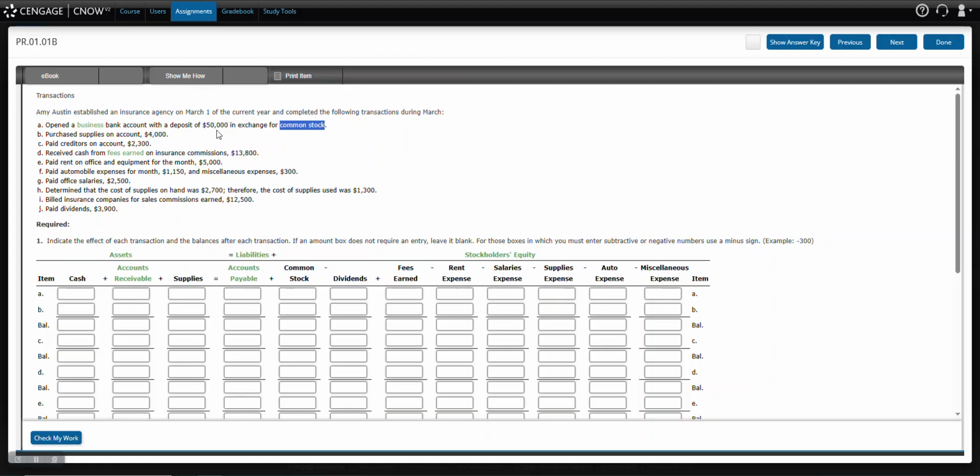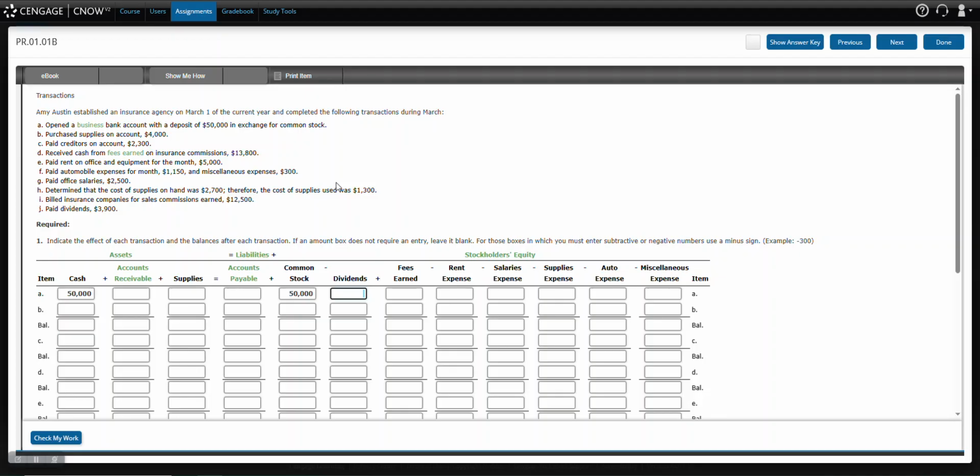And what is the business gaining? So the business is gaining $50,000. So we're going to put our $50,000 into our cash as a positive. And we now have more owners in our business. So our common stock has increased. So remember, our stockholders are those that have been able to invest into the business in terms of exchanging assets for ownership.